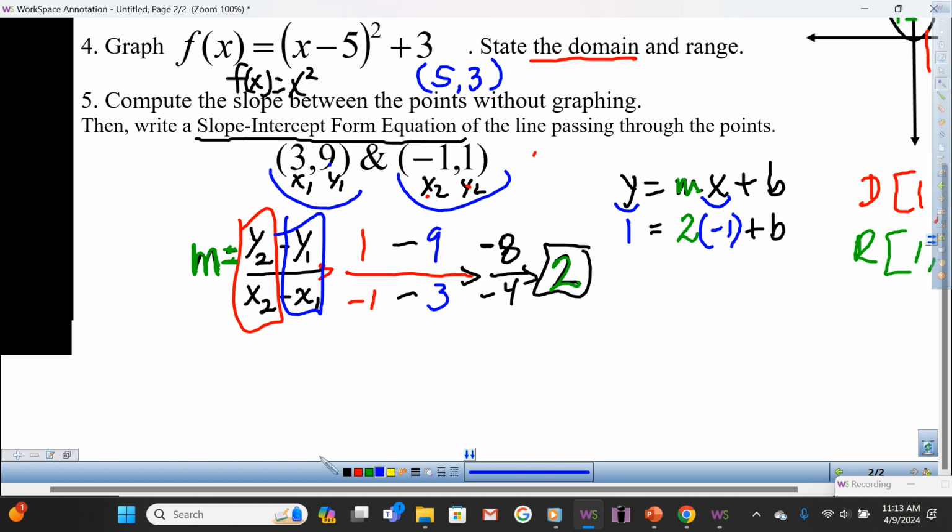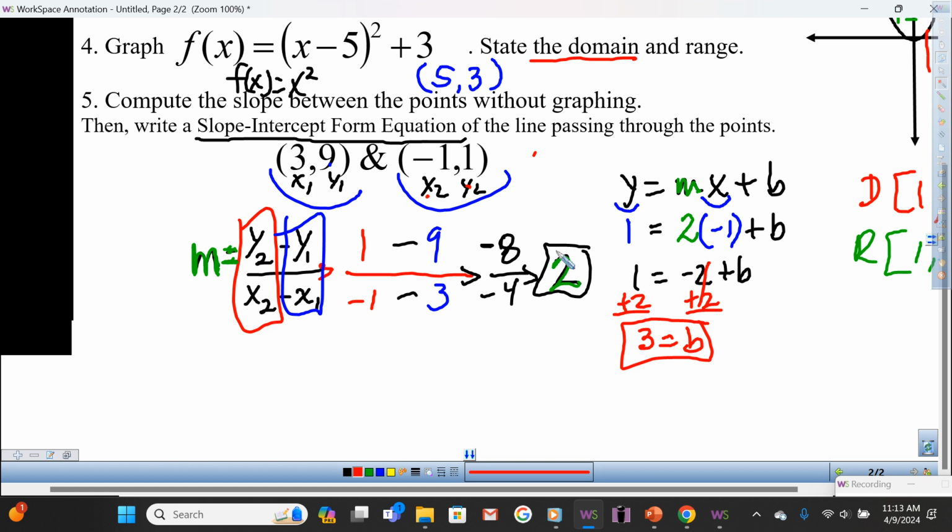All right, so let's work this out. 1 equals 2 times -1 is -2 plus b. And now we just solve for b. Plus 2, plus 2, 3 equals b.